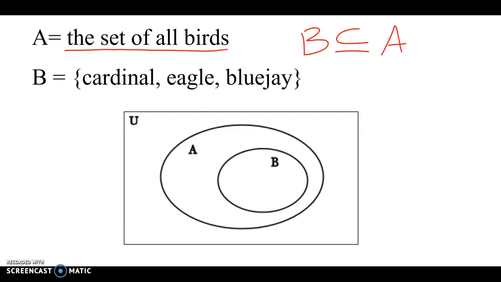B is a subset. Could I say that backwards in this case? Are all birds cardinals, eagles, and blue jays? No. And then you can see in our Venn diagram, why do you think B is smaller? It's a smaller population of all birds. So B is inside of A because everything in B is also in A. And do you remember what the box around it stands for? Yeah. The trains and the Kayleys and the planets and everything else in the world.